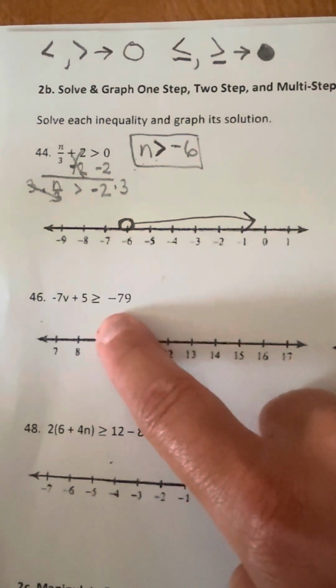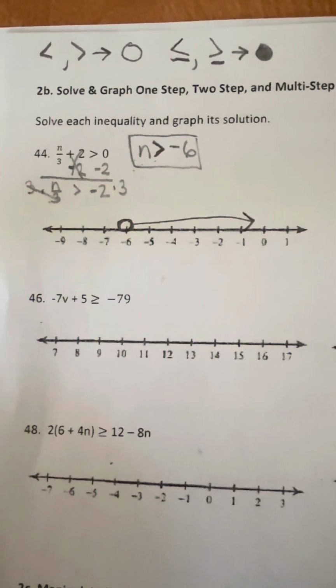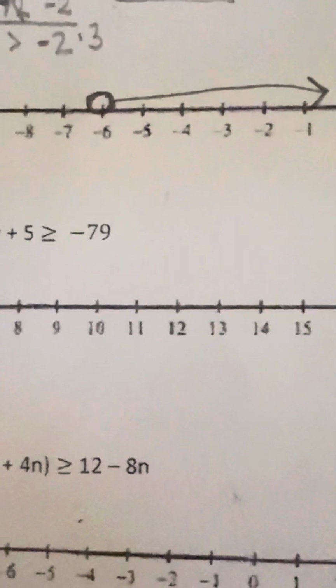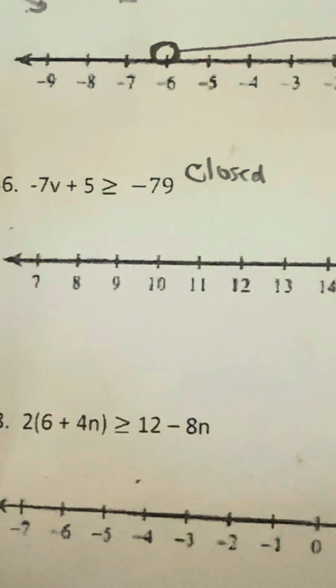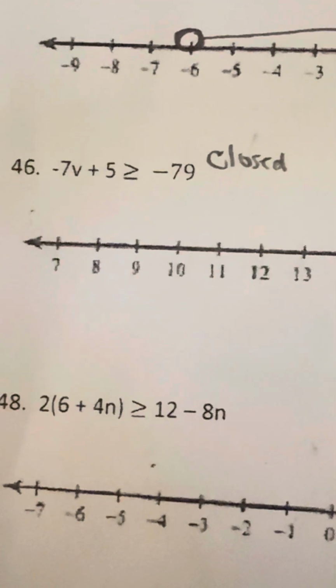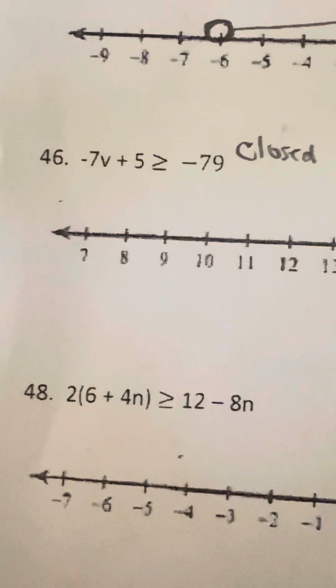So if we take a look at this one, it has an inequality symbol with a line under it. So you know that it's going to be a closed circle. So you can write that ahead of time. If you want to make sure you don't forget that, just put closed. That way you know whatever your answer is going to be, it's going to be a closed shaded in circle. Now, solving the inequalities, not necessarily a huge issue.